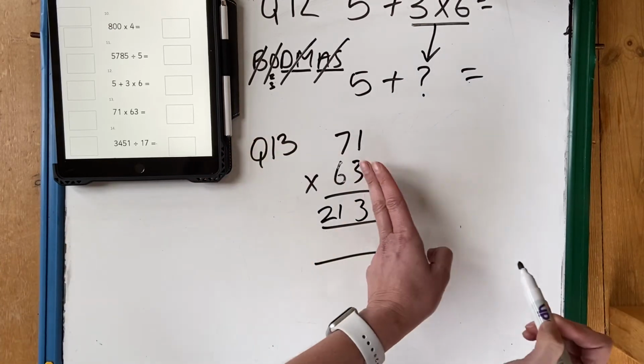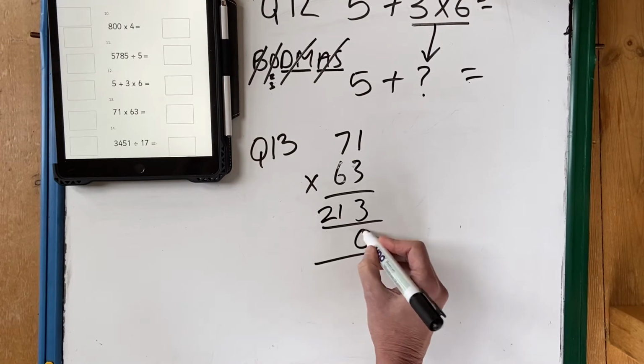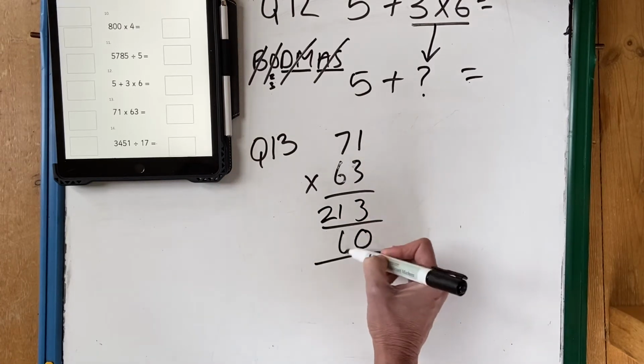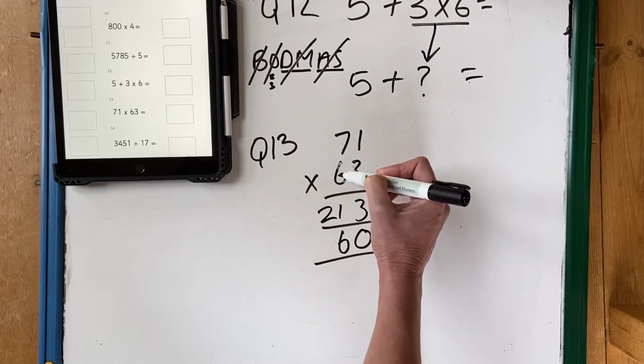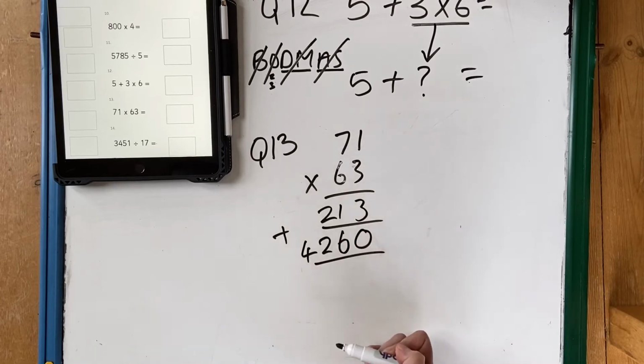Now we cover up the 3. But as we cover up the 3, we need to put our placeholder in, our 0. 6 times 1 is 6. 7 times 6 is 42. And then add these together.